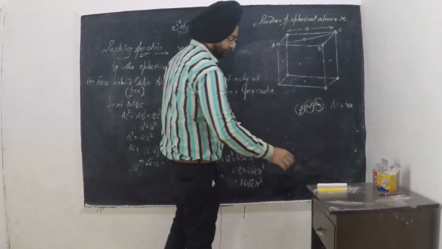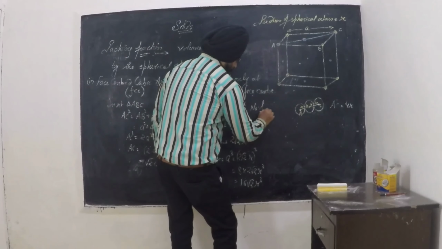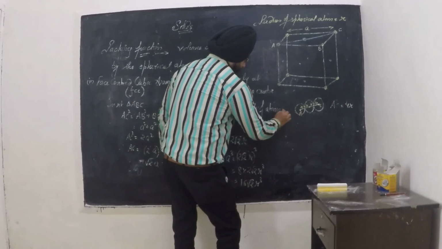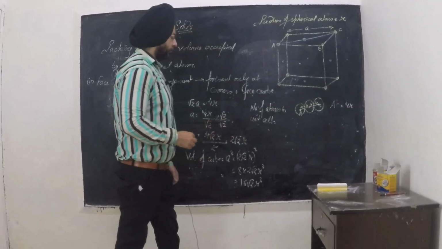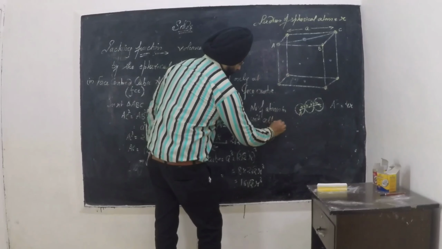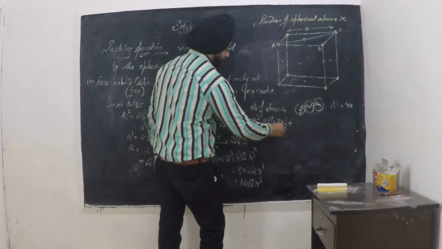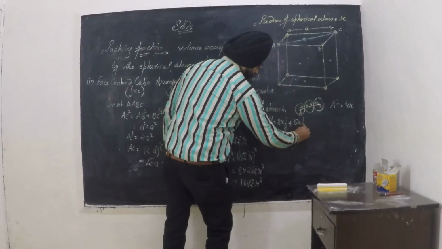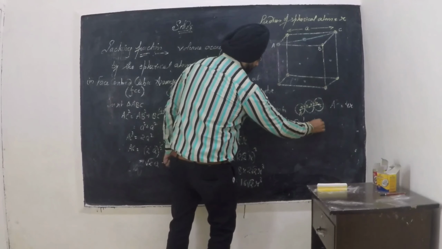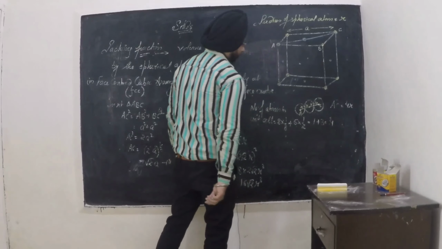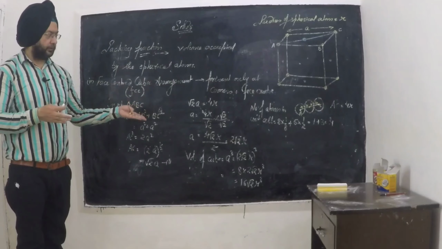Okay. Now, the number of atoms in the unit cell. As the atoms are present at corners, 8 into 1 by 8, plus they are also present at the center of each face, 6 into 1 by 2. So 1 from this value and 3 from this value, your total number of atoms in the unit cell is 4.